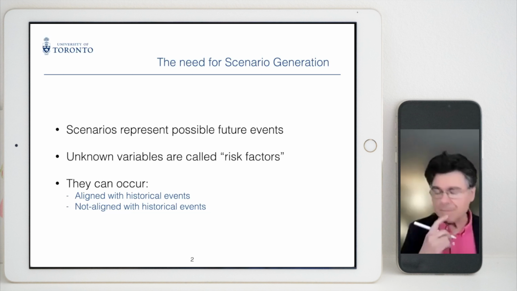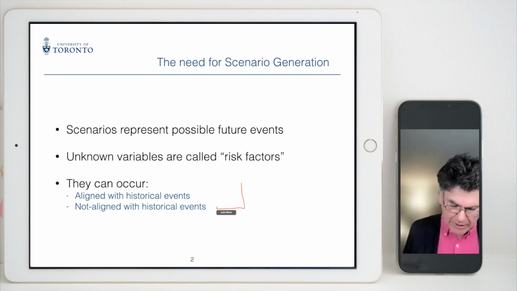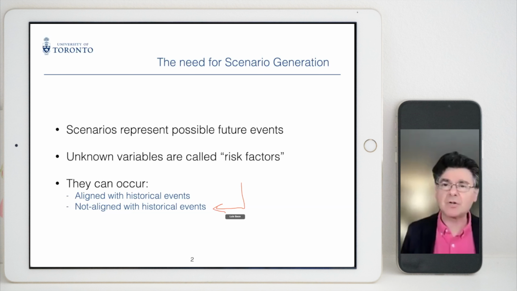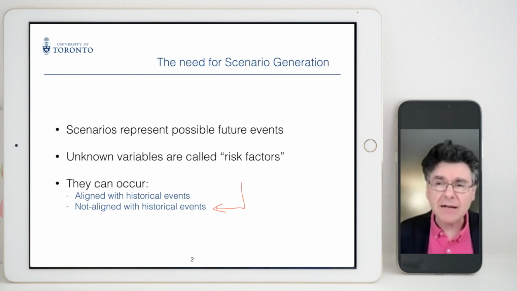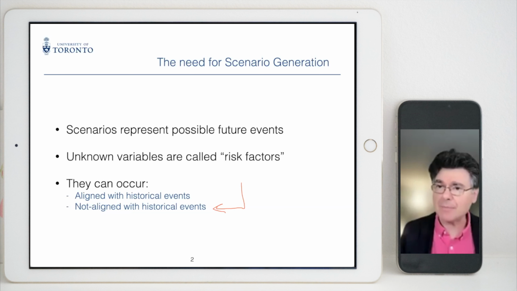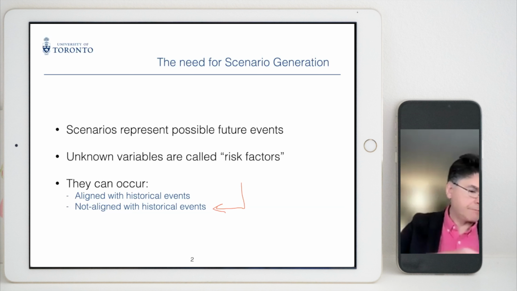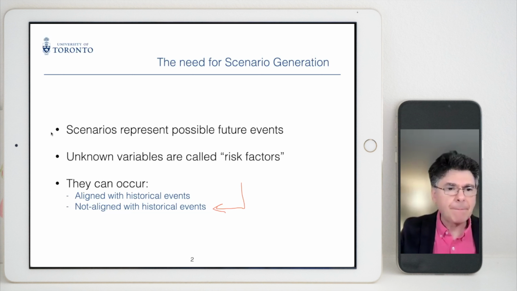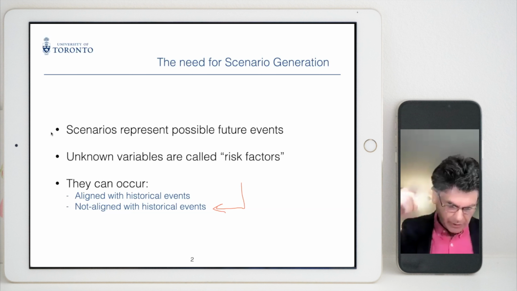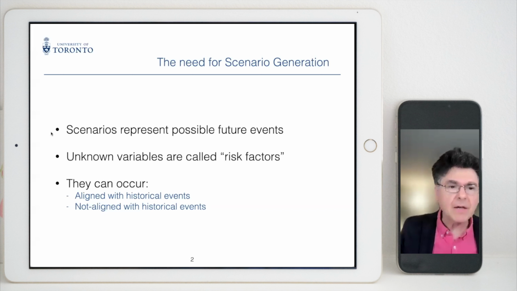Most of the time, we want scenarios which are not aligned with historical events. Imagine COVID-19. Okay, has it ever happened? Is COVID-19, the development of COVID-19, aligned with historical events? Yes or no? What do you think? Is COVID-19 aligned with historical events? Yes or no? Yes, it is.